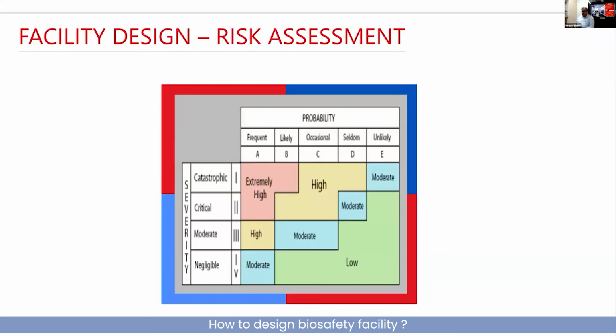If it's an unlikely event, but it's still catastrophic or critical from a severity perspective, a BSL 2 could do. Where it is moderate or negligible, but an occasional occurrence, again, you could do with BSL 2. And if it's very unlikely and negligible, then BSL 1 is the choice of biosafety level.